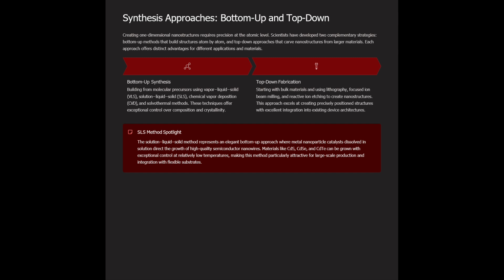SLS method spotlight. The solution liquid solid method represents an elegant bottom-up approach where nanoparticles catalyst dissolved in solution direct the growth of high quality semiconductor nanowires. Materials like CdS and CdTe can be grown with exceptional control at a relatively low temperature, making this method particularly attractive for large scale production and integration with flexible substrates.